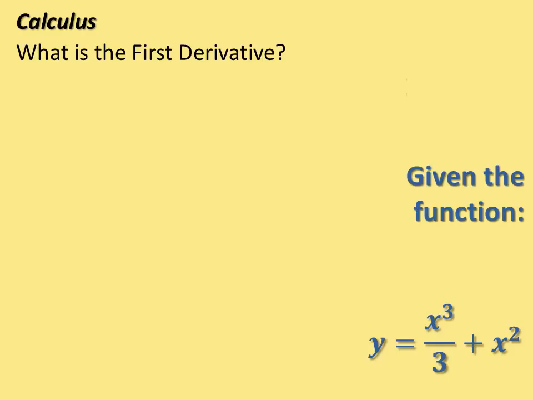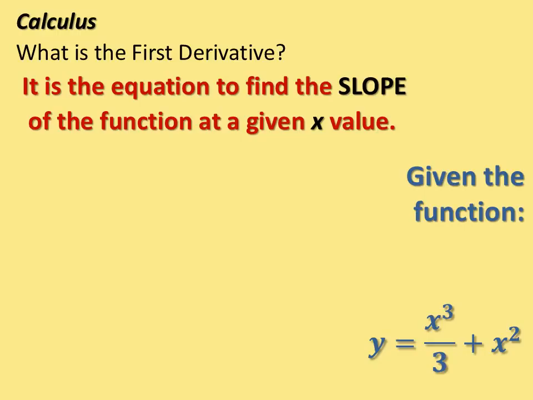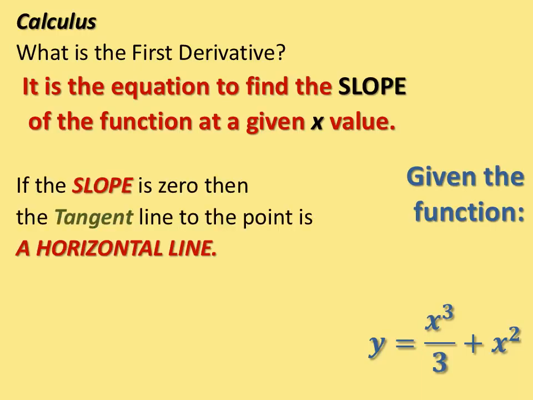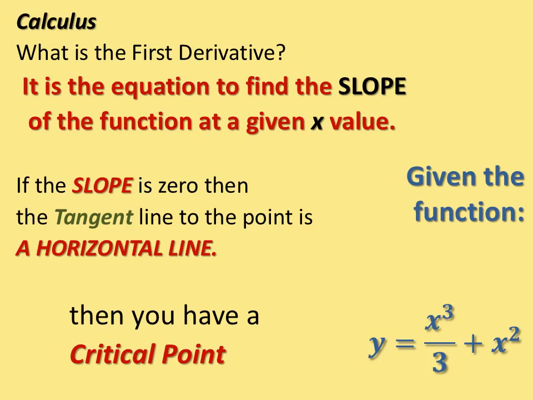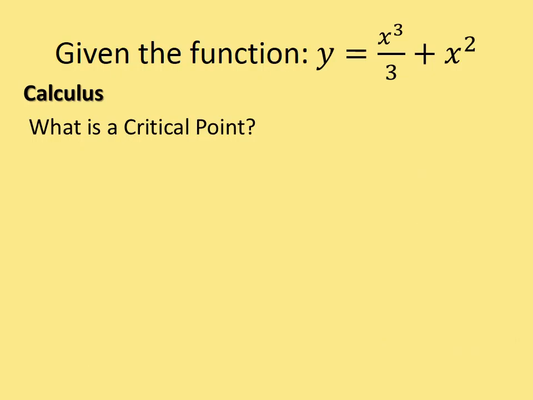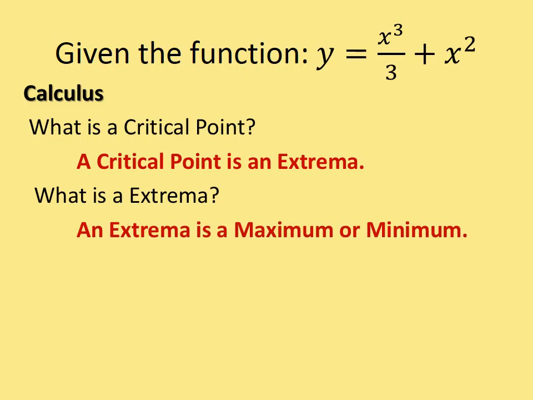All right, you should already know how to do the first derivative. But what is the first derivative? Hey, it's the equation to find the slope of the function at any x value. Now keep in mind, if the slope is 0, then the tangent line to the point is horizontal, and yes, you have a critical point. What's a critical point? Well, a critical point is an extrema. What's an extrema? An extrema is a max or a min.